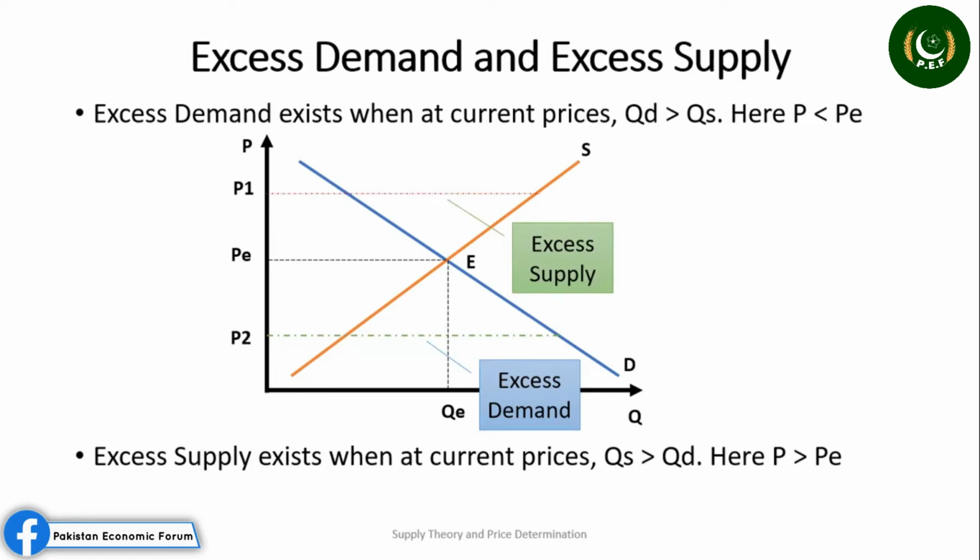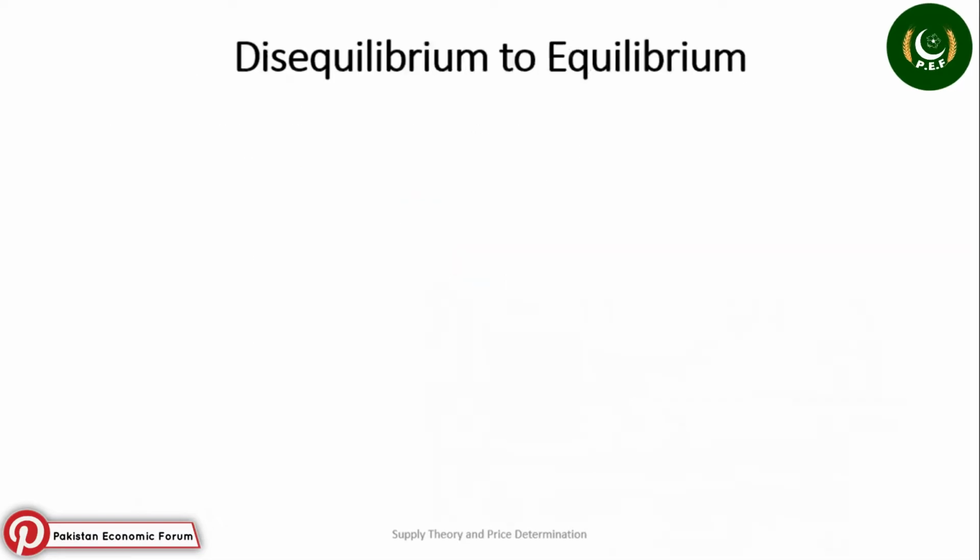Here, the quantity supplied is greater than the quantity demanded in the market. So, the sellers will not be able to sell all of the quantity they wish to, and they will decrease the prices so that more and more consumers can buy their products. This will continue until we reach an equilibrium.